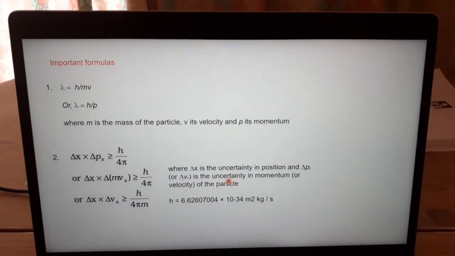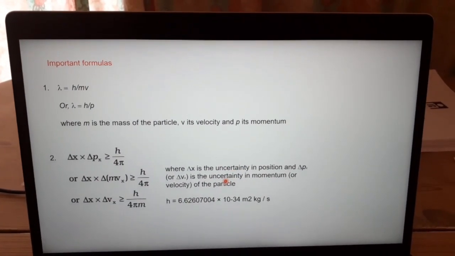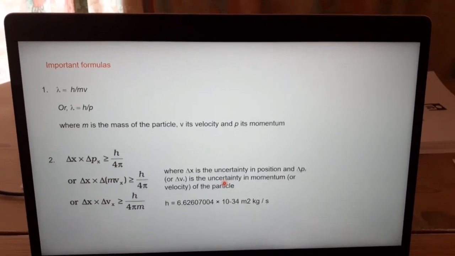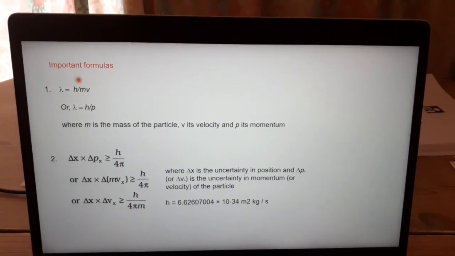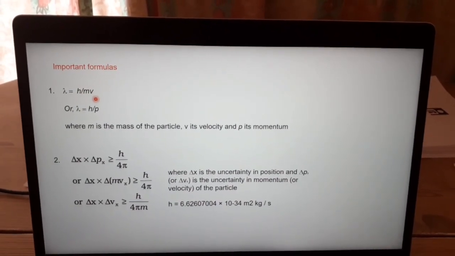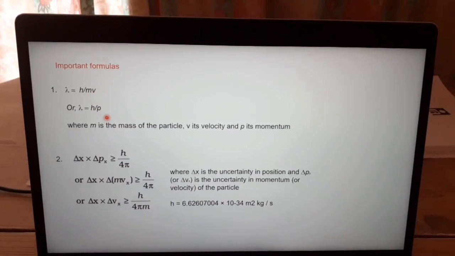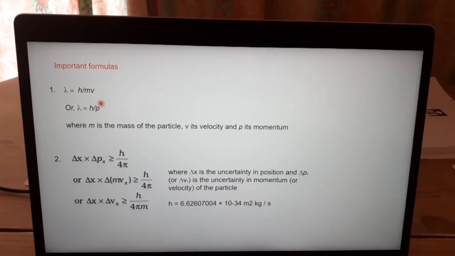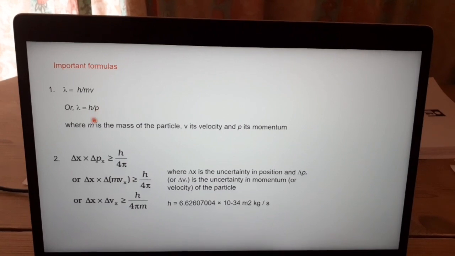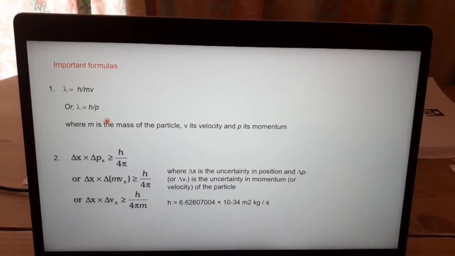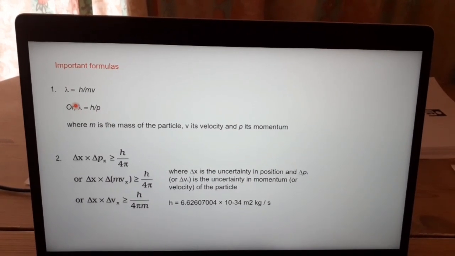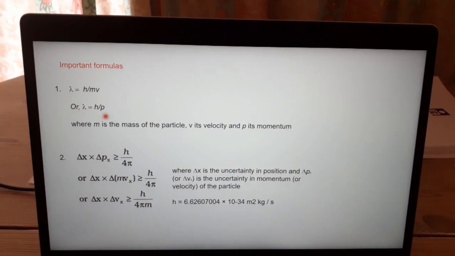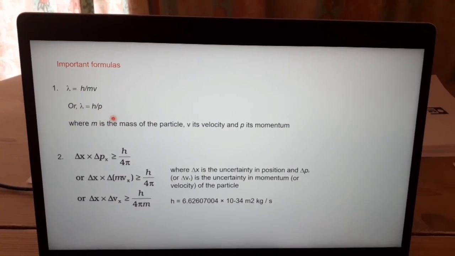So what are the important formulas of this unit? Here you can see lambda is equal to h by mv, and mv is replaced by momentum, called p. Now you can get an idea: if you know the momentum, then you can know the wavelength after solving this equation.